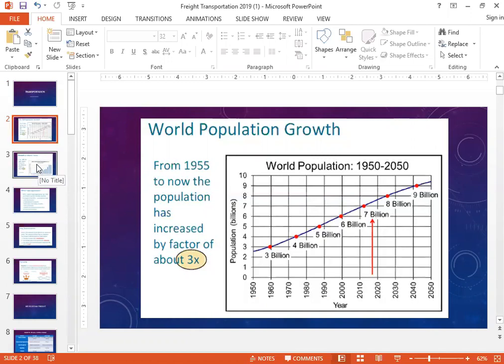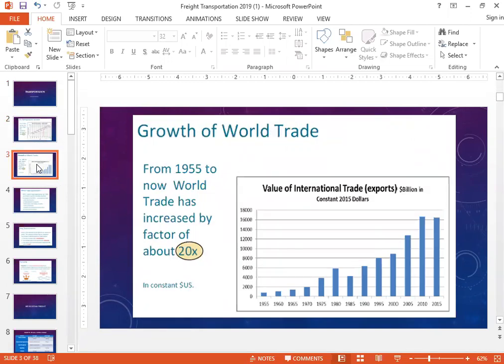But interestingly, if we compare it to the growth of world trade, the growth of world trade has increased 20 times during the same time period. So again, on one hand, the world population has increased 3 times from 1955 to date, while world trade has increased 20 times. So you can really judge by this comparison the rate at which global world trade has increased. And if we delve into why there has been such an increase in trade, especially if you look at this slide, it seems like from the year 2000 onwards, there has been a steep incline in growth of world trade.